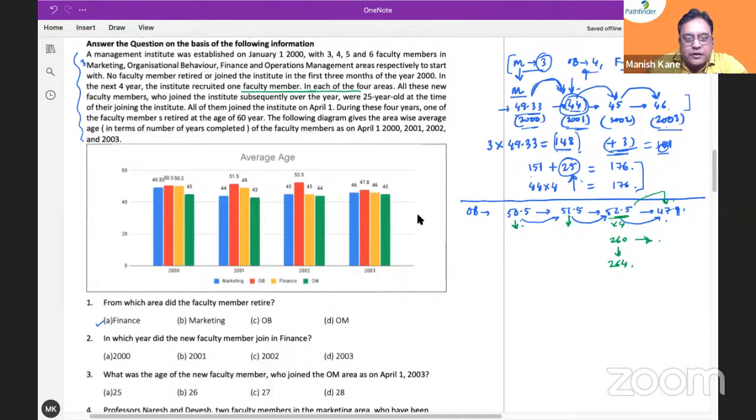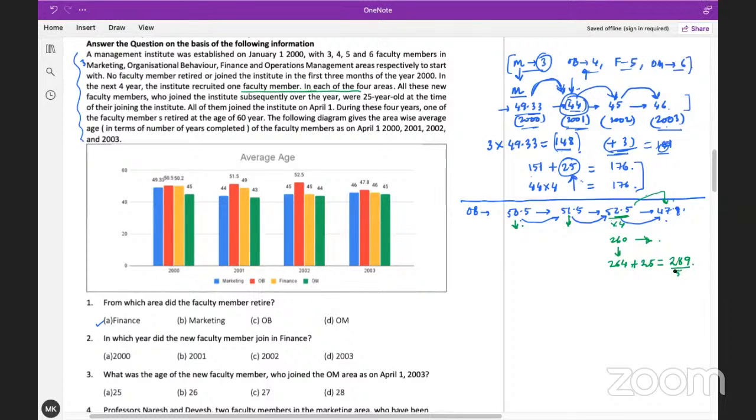ये दिया हुआ है मुझे, हर एरिया में फैकल्टी मेंबर का रिक्रूटमेंट हुआ है। मतलब अब मुझे अगर अंदाज लगाना है तो मुझे यही सोचना है कि फैकल्टी मेंबर has been recruited, so the new faculty member is 25 years of age. मतलब ये जो टोटल हो गया 264 प्लस 25, 289। मतलब OB में अब 5 लोग हैं, सो 5। यस प्लीज सर, 210 होना चाहिए। कौन सा?